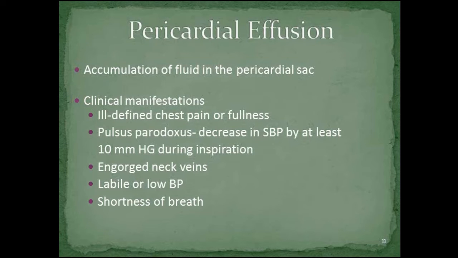And then you see the pulsus paradoxus with respiration. They will have engorged neck veins. They can have a very labile blood pressure, meaning it'll go up and down. Again, that's pulsus paradoxus. It'll be high when they're relaxed, and then as they inhale, it'll drop down. And they will develop shortness of breath too. Again, they'll have that pericardial friction rub on assessment. So those are all things that you would want to assess for with a pericardial effusion.